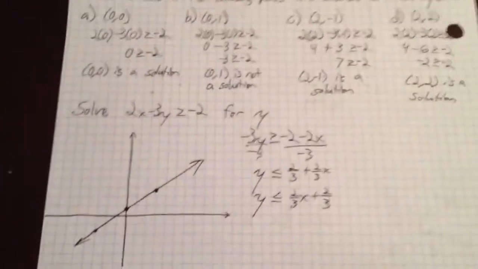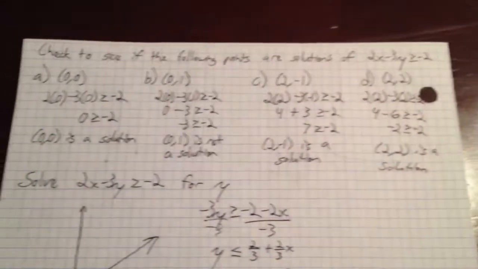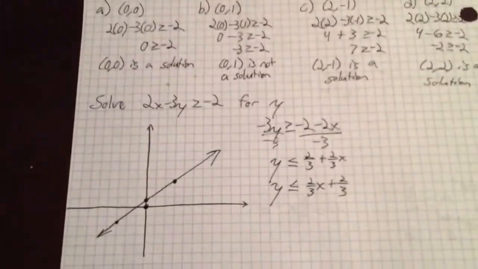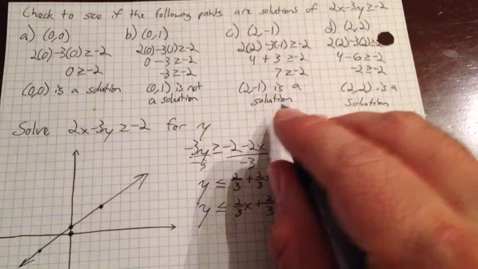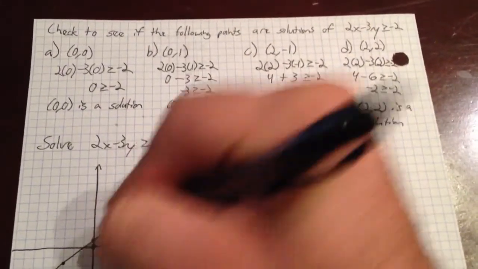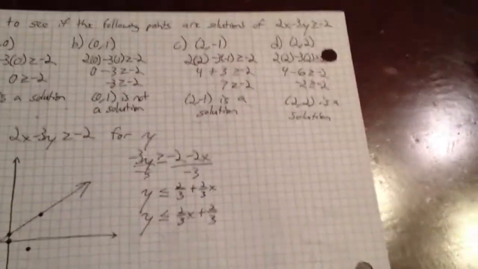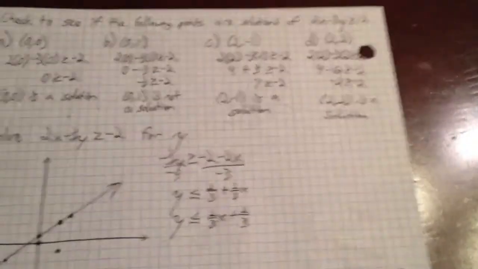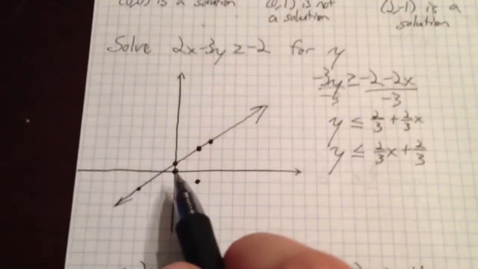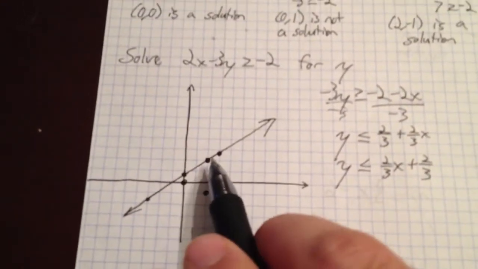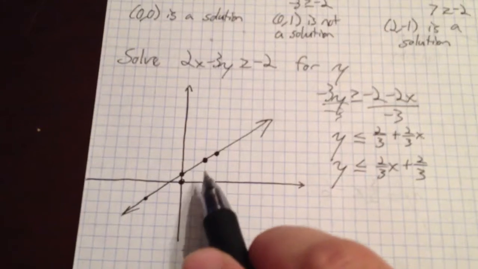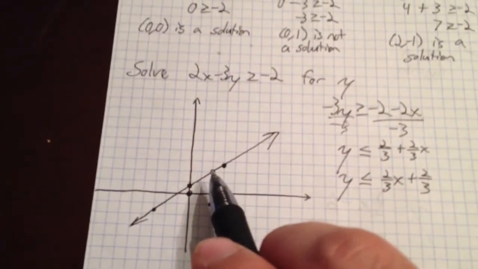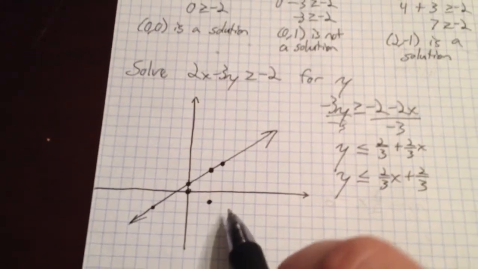Notice that from our solutions that we had earlier, 0, 0 is a solution. 2, negative 1 is a solution. And the point 2, 2 is also a solution. If you plot 0, 0, 2, negative 1, and 2, 2, you're going to see that all three of those points are on the line or below it.